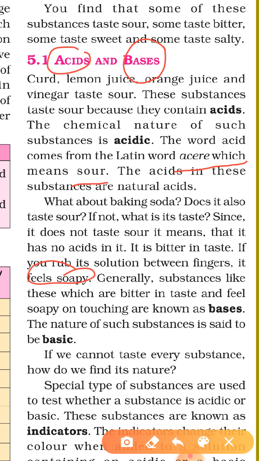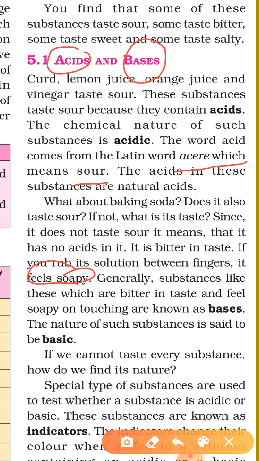One more thing is there, if we talk about indicators. So here is one of the indicators. By this we can identify acids and bases. There are many indicators, but the commonly known indicator is litmus paper. We will study later how we prepare litmus and all.